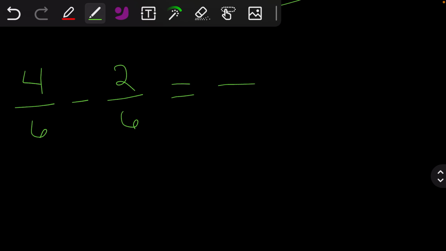What we can do is just subtract straight across. When you're subtracting fractions, the denominator stays the same. So the denominator is still going to be 6. Now all we have to do is subtract the numerators, 4 minus 2. That's going to be 2. So that's going to be our numerator. And so 4 over 6 minus 2 over 6 is going to be 2 over 6.